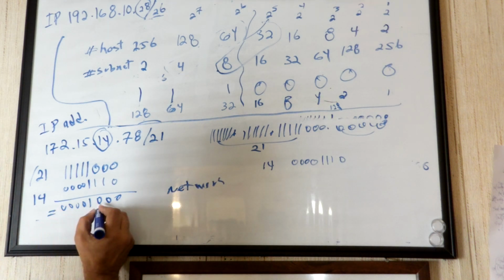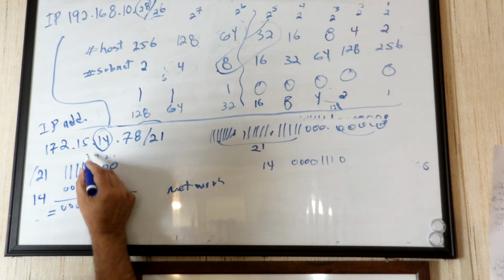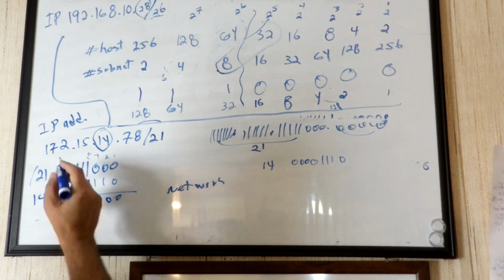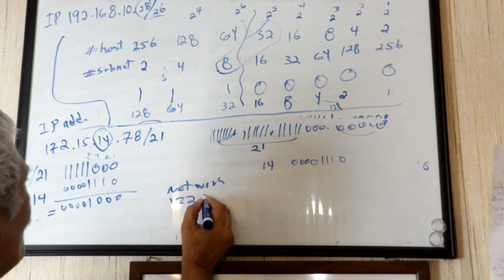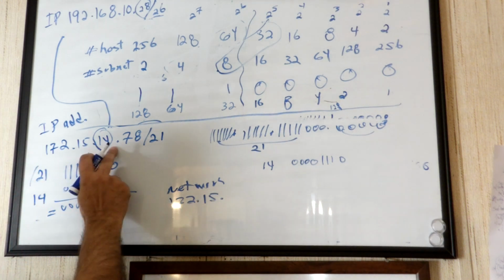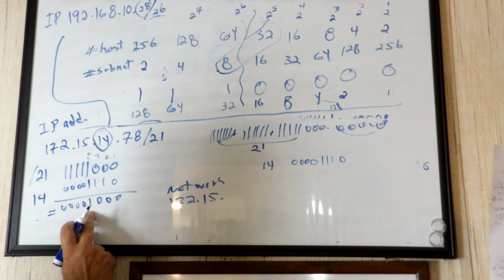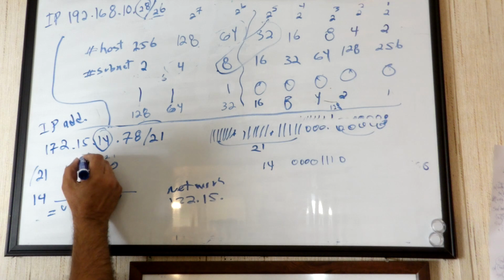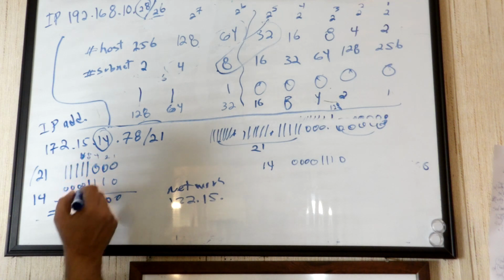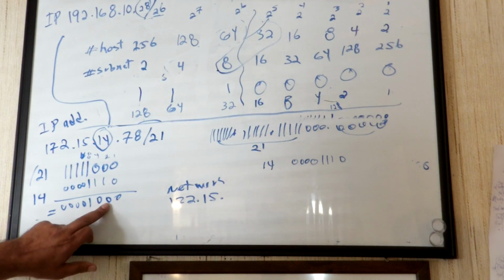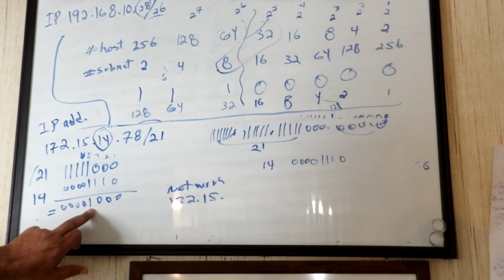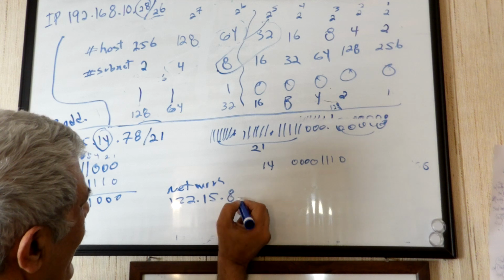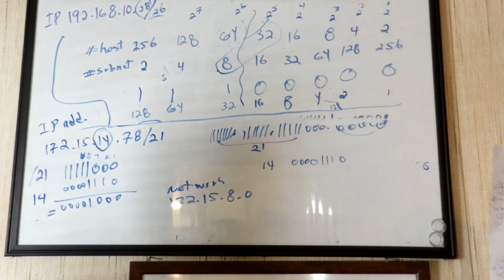The value of this one is going to be what? 1, 2, 4, 8. So this is 8. So this is going to be 172.15, and then the value of this is 8, so we write 8 and this is 0. This is the network ID.